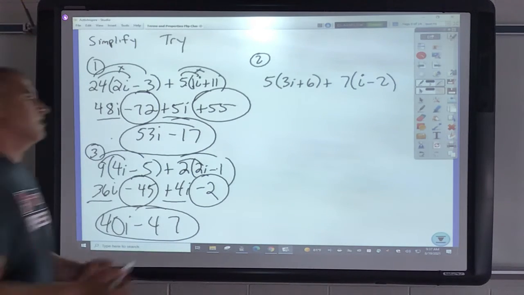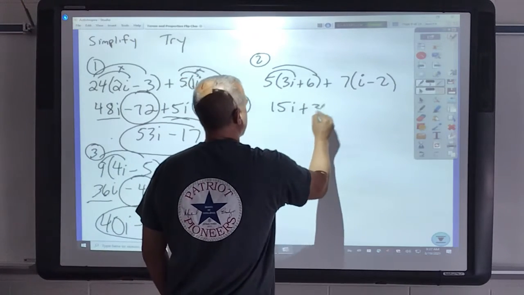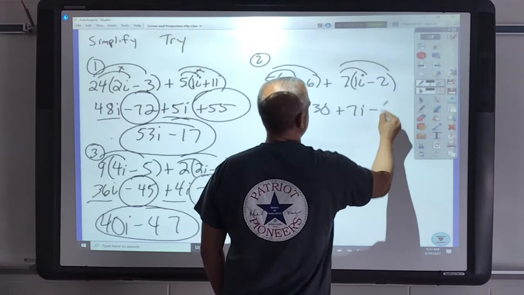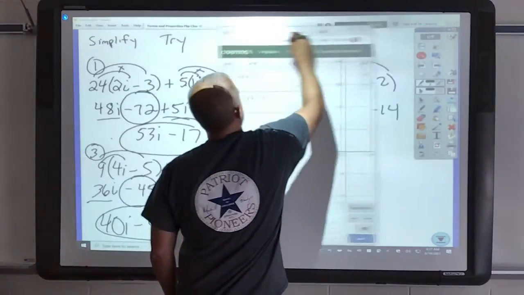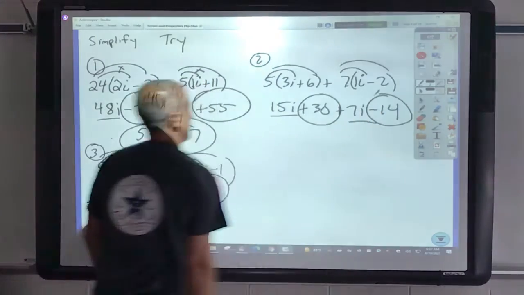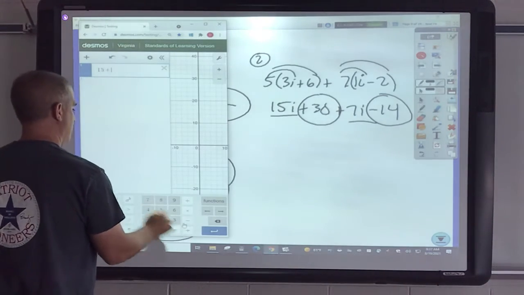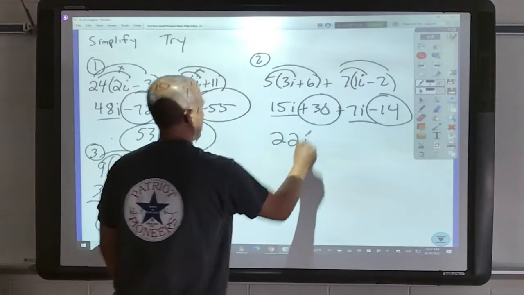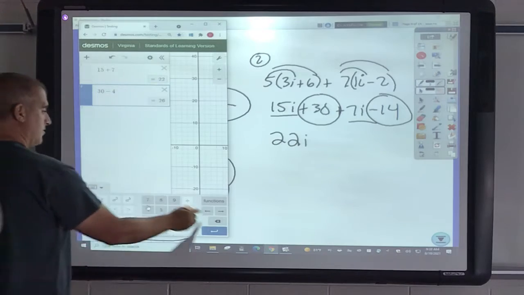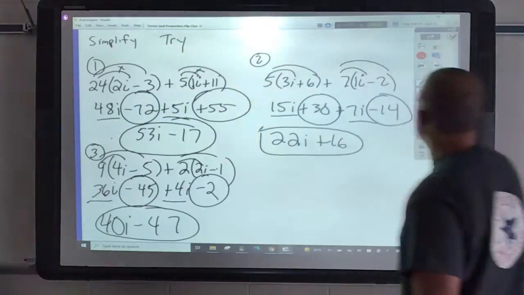Let's go to this one. I would multiply. That would be 15i. 5 times 6 would be 30. I want to multiply both of those. 7 times 1 would be 7i. 7 times negative 2 would be negative 14. So I got this and this. 15 plus 7 is 22i. 30 minus 14. Just like I see it, it's 16. Okay, distributing and combining like terms.